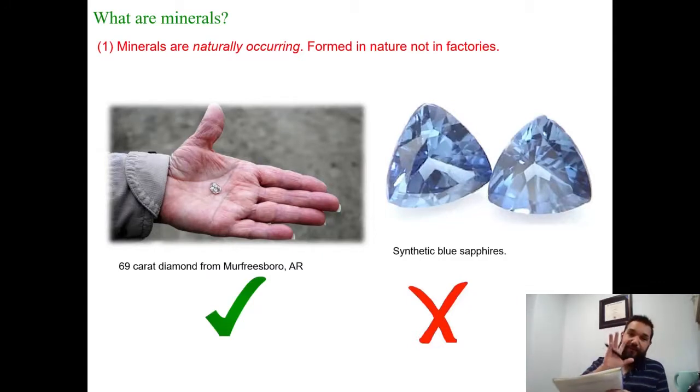Now, there are 5 criteria that define a mineral. So you need to know, first of all, what the heck is a mineral, right? That's the first thing you need to know. So a mineral depends on 5 things. First of all, they have to be naturally occurring.